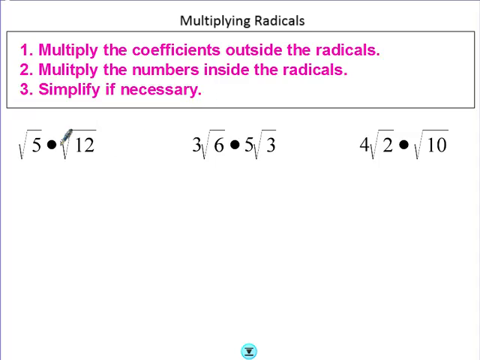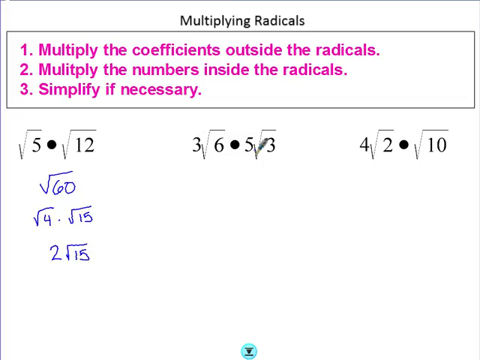So here we have nothing outside. Inside I have 5 and 12. So 5 times 12 is 60. So I have the square root of 60. And then all I need to do is simplify that if I can. 60 can be divided by 4, which is a perfect square, so it would be the square root of 4 times the square root of 15. The square root of 4 is 2, so 2 square root 15 would be my final answer.